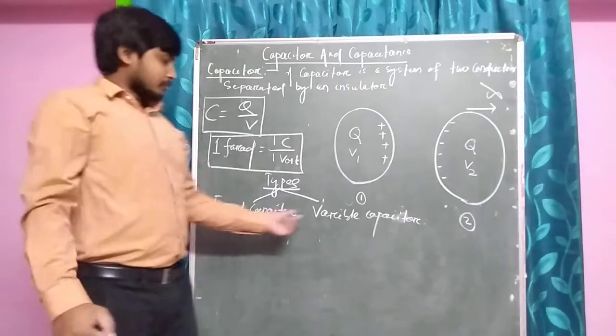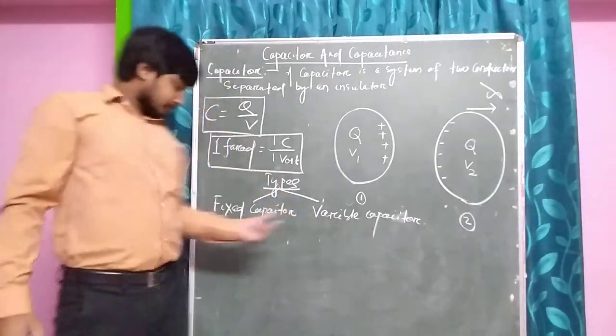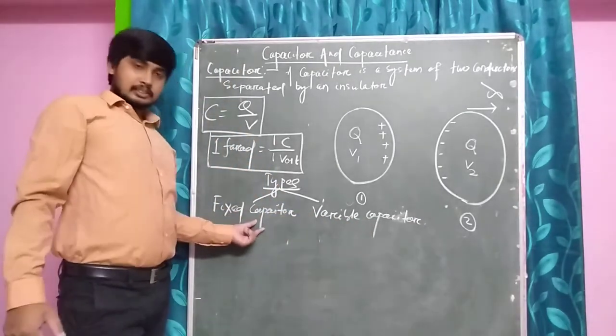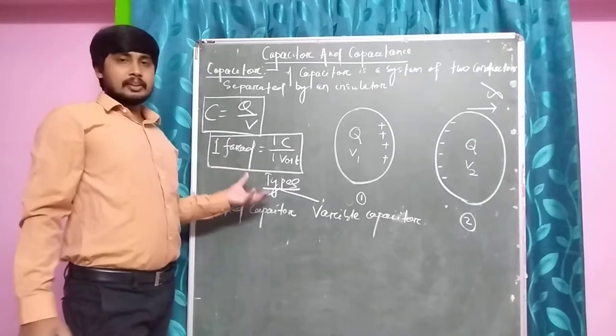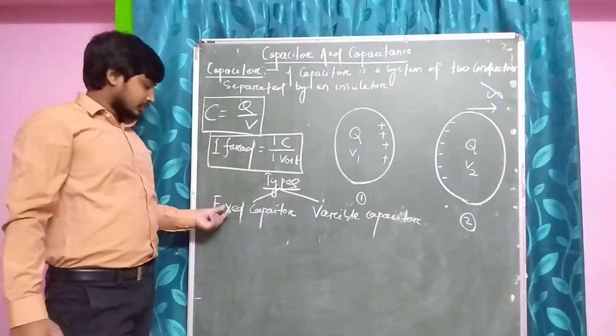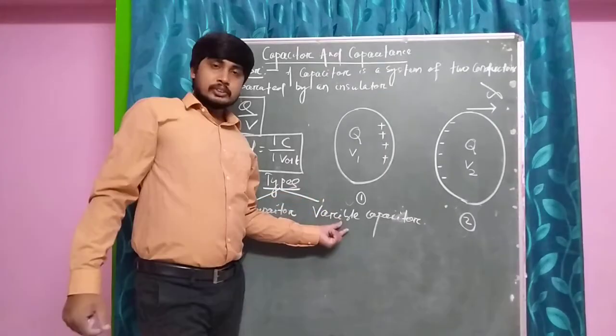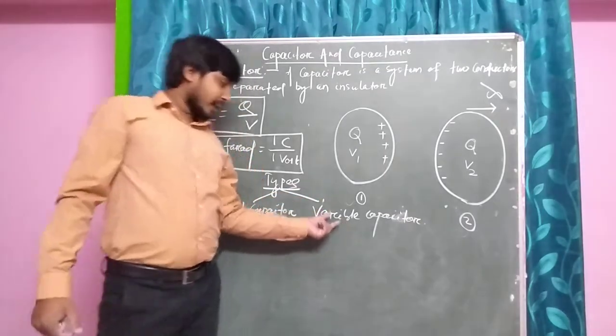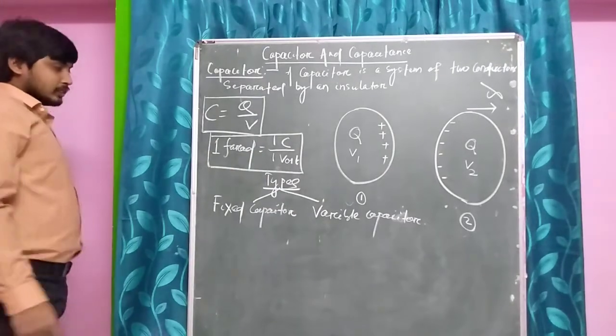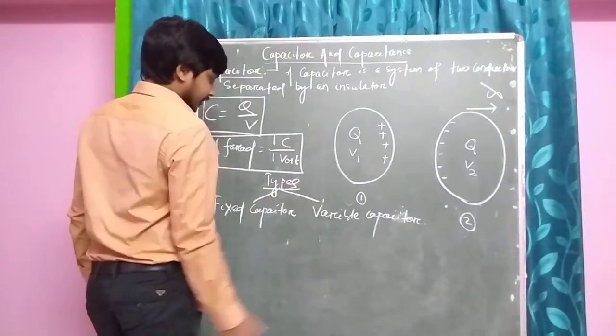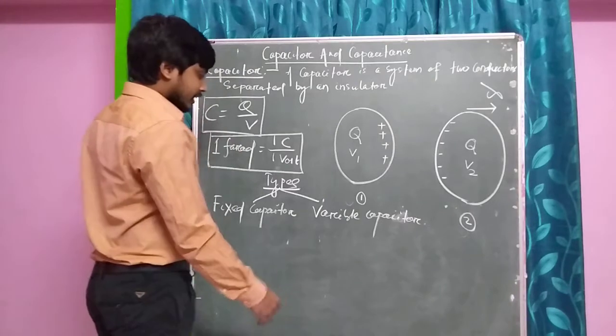Fixed capacitor and variable capacitor. Fixed capacitor means the capacitors which have a fixed capacitance are known as fixed capacitors. And those capacitors which have variable capacitance, that means their capacitance may vary, are known as variable capacitors.